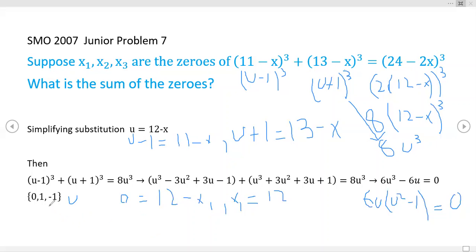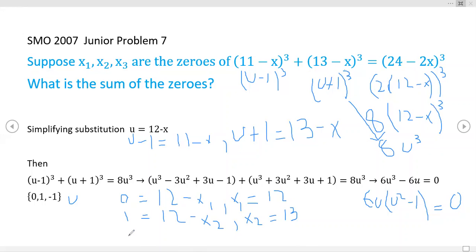Okay, now what's our next 0? 1. So now we have 1 is equal to 12 minus x sub 2. Again, I don't want to sound like a broken record, but the order you do this doesn't make any difference. And so that would tell us that x sub 2 equals to what? That's pretty quickly equal to 13. Okay, so we have x sub 1 equals 12, x sub 2 is equal to 13.